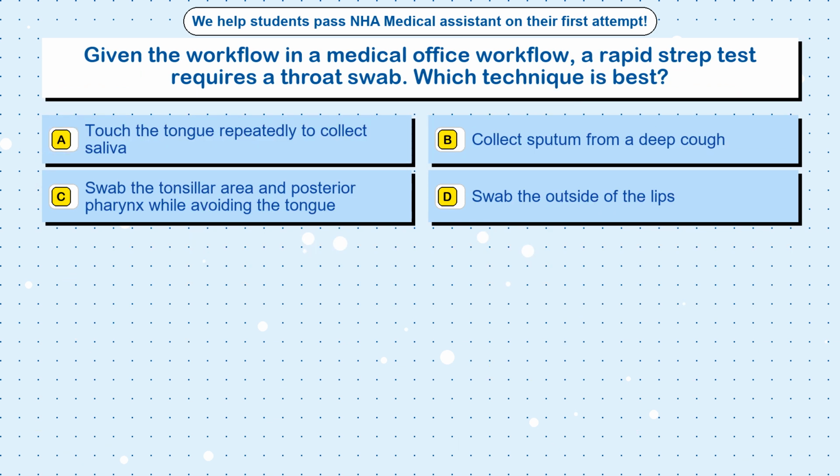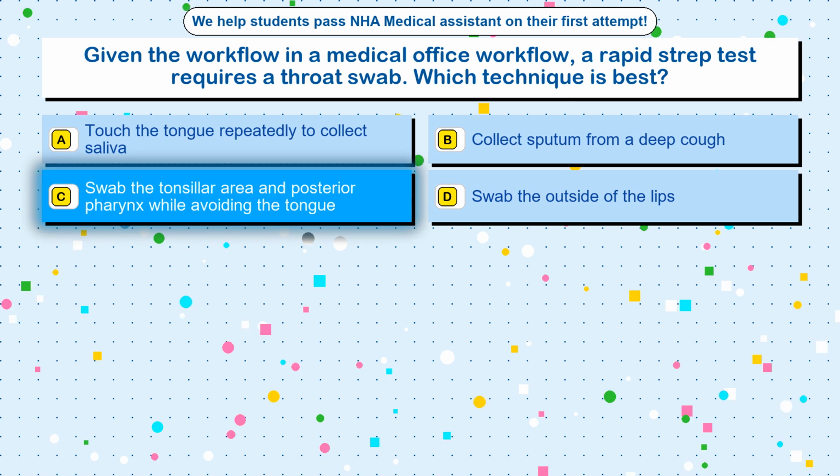Question 2. Given the workflow in a medical office workflow, a rapid strep test requires a throat swab. Which technique is best? Option A, touch the tongue repeatedly to collect saliva. Option B, collect sputum from a deep cough. Option C, swab the tonsillar area and posterior pharynx while avoiding the tongue. Option D, swab the outside of the lips.